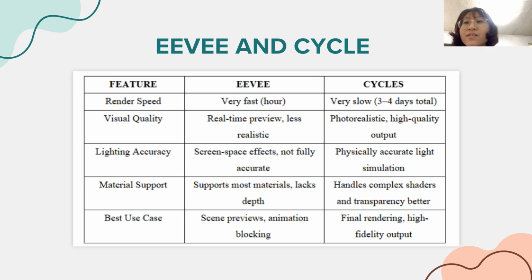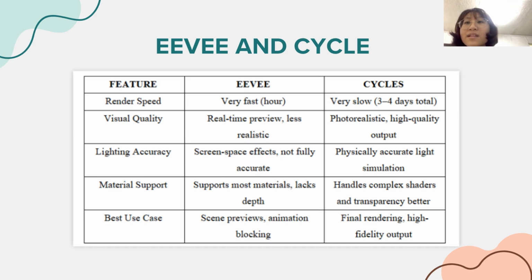Second, the visual quality. Eevee provides real-time preview, but the result is less realistic. Cycles, however, produces photorealistic, high-quality output, which looks much more like real life. Third, lighting accuracy. Eevee uses screen space effects, which are fast but not always accurate. Cycles simulates light physically and accurately, giving you more believable lighting and shadow.